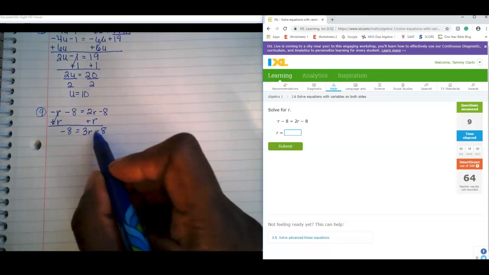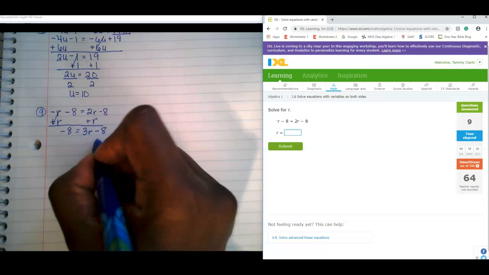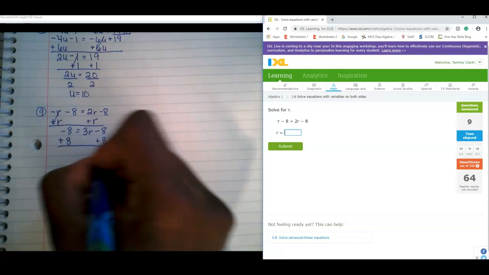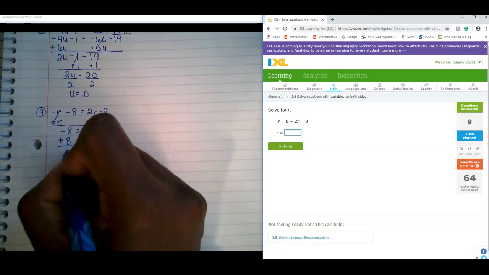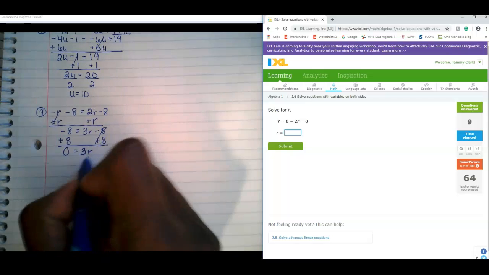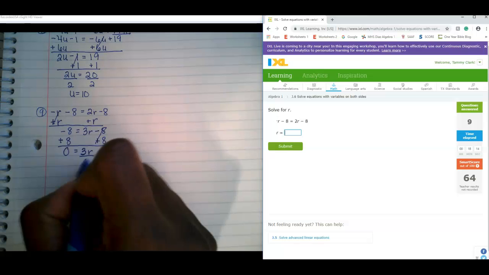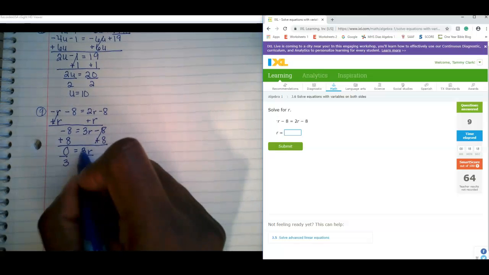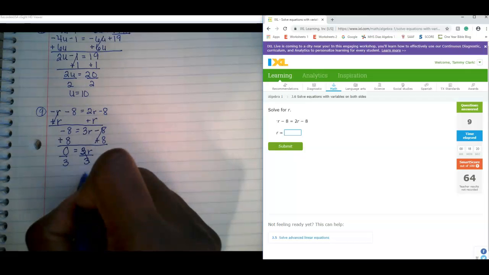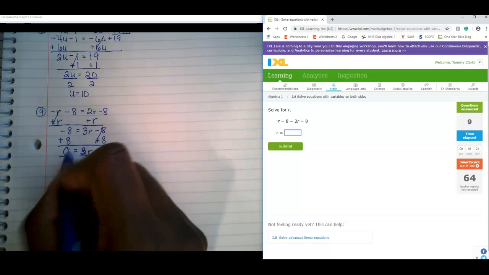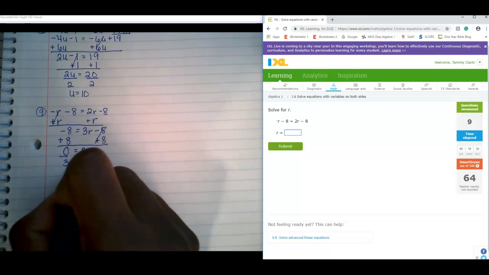Well, here we're going to add 8 to both sides of the equation. And we're left with 0 is equal to 3 multiplied by r. Well, if I want r alone, I'm going to divide by 3 on both sides of the equation. 3r divided by 3 is equal to 1r, or just r. 0 divided by 3 is 0.